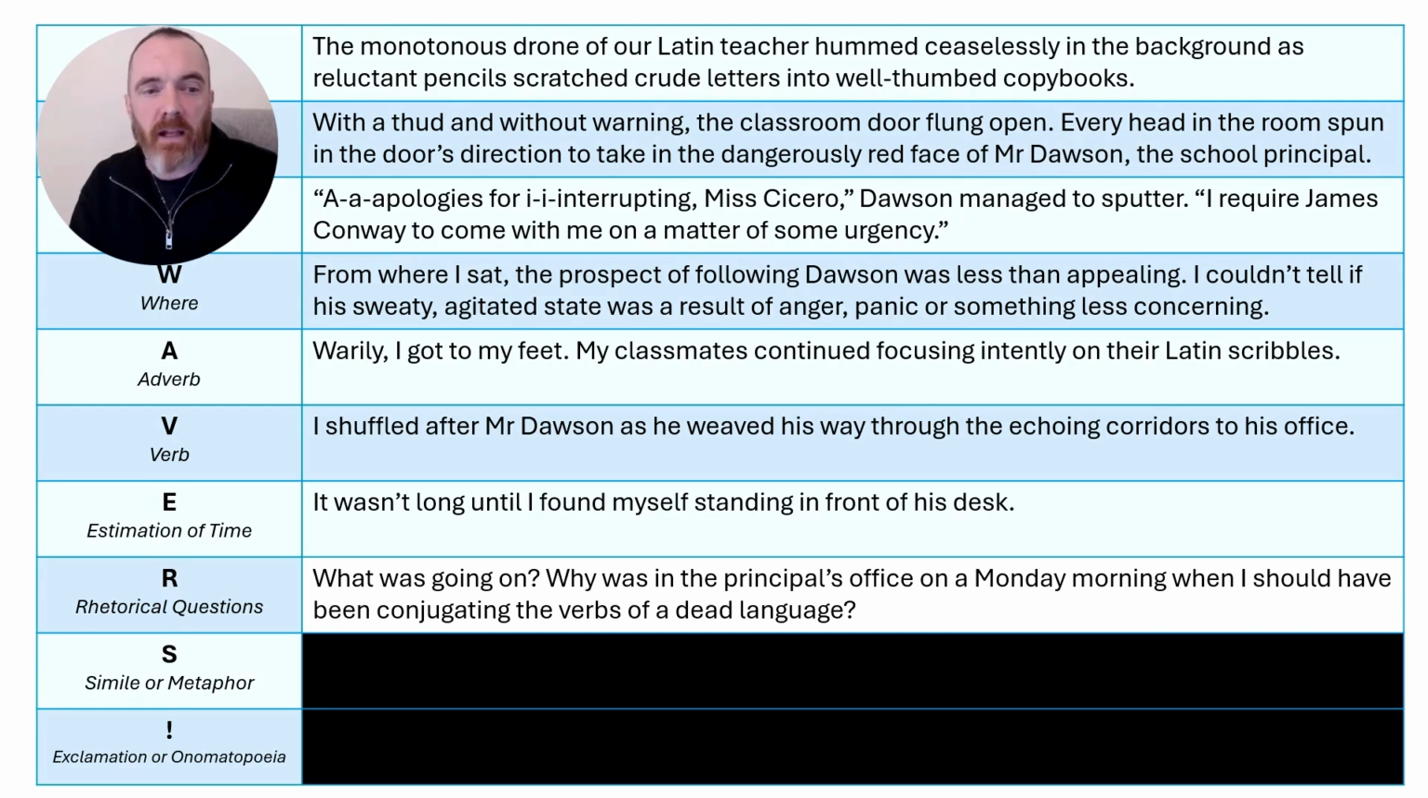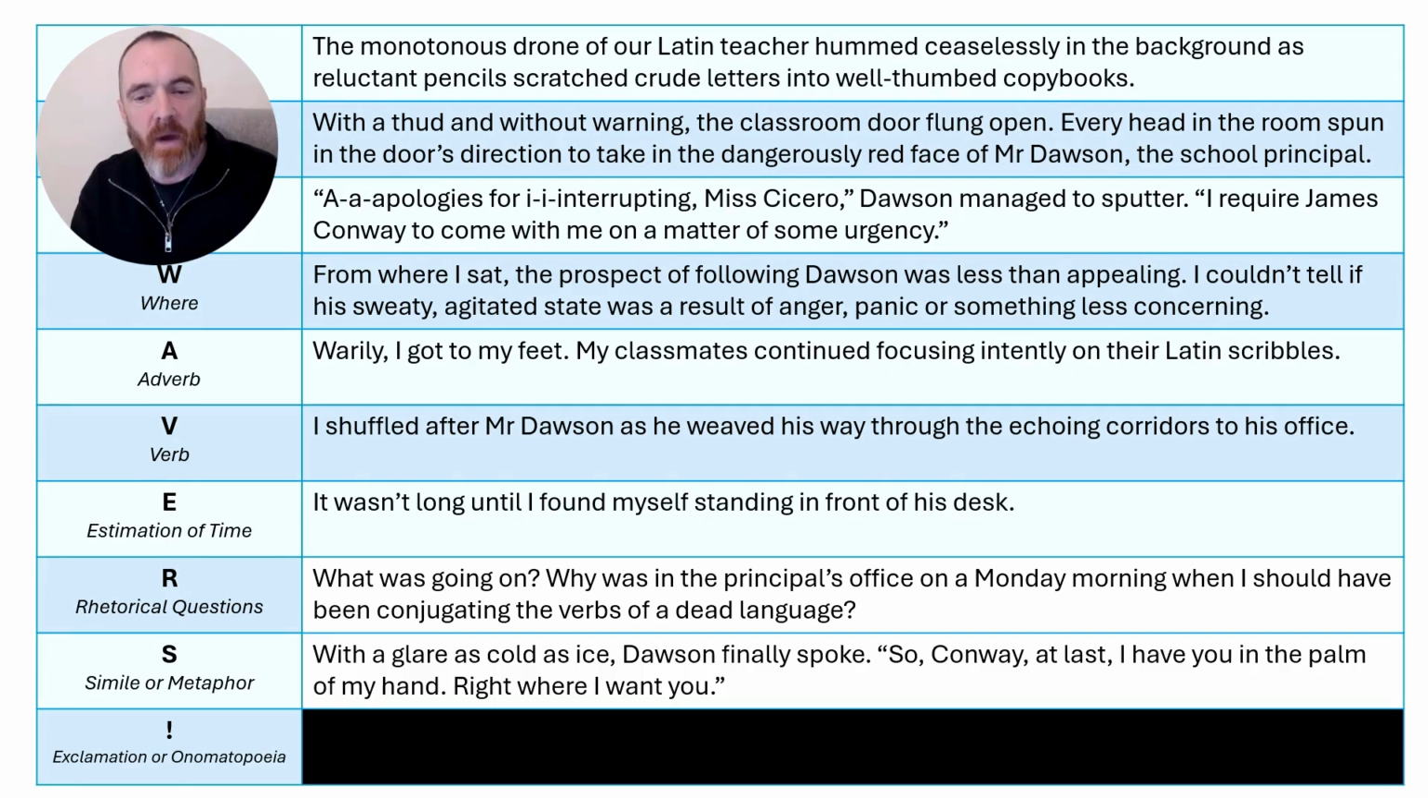So, the final letter here, S, for simile or metaphor, just a reminder that figurative language is one way that we can add spice and flavour and interest to our writing. Remember, the primary purpose of narrative writing is to entertain. One of the ways that we can entertain or make our writing more interesting is by the judicious use of figurative language devices such as simile and metaphor. And here we can see our example.